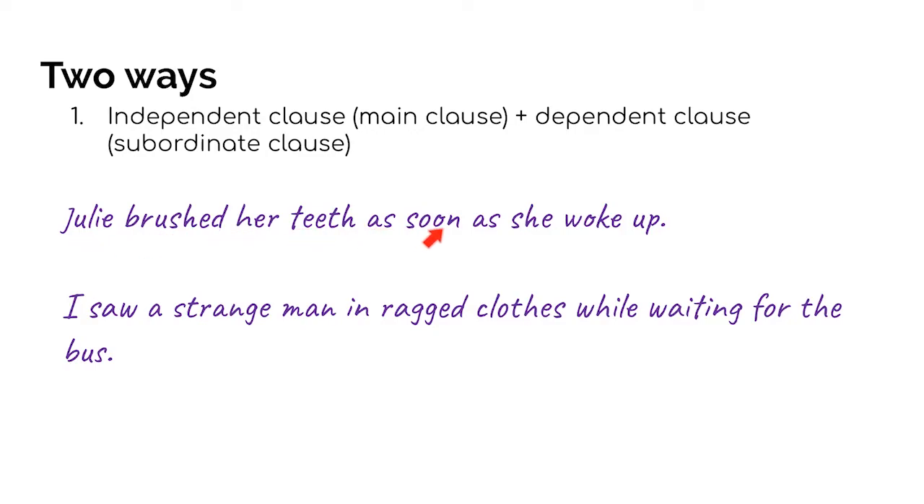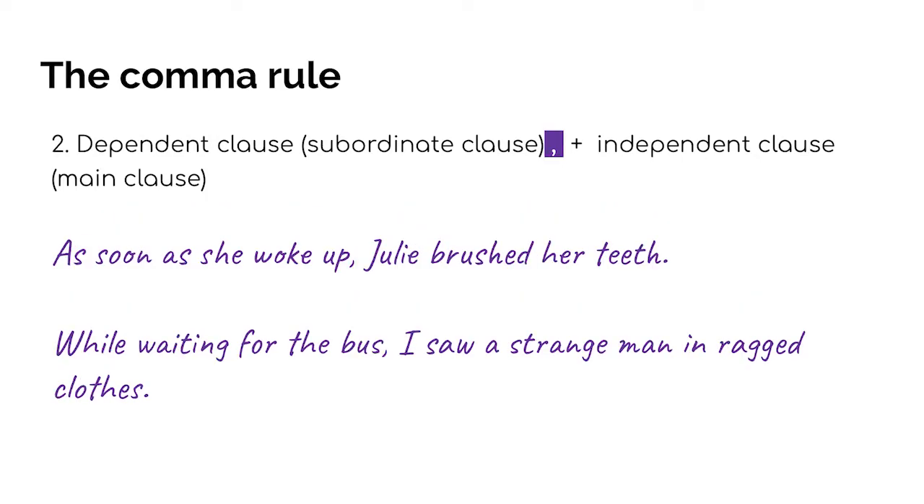Julie brushed her teeth as soon as she woke up. I saw a strange man in red clothes while waiting for the bus. The second method is something new that you will learn. In the second way of using subordinating conjunctions, we have to remember to add a comma, the comma rule. The second way of writing is that we begin our complex sentence in our dependent clause or the subordinate clause. So, the subordinate clause comes first, then we add a comma, followed by the independent clause or the main clause.